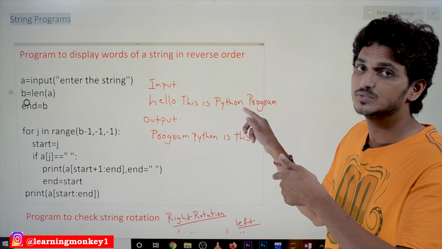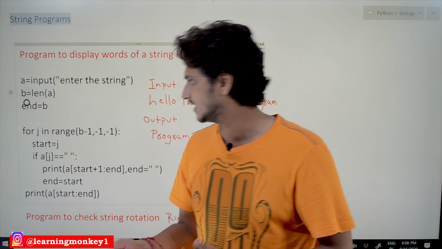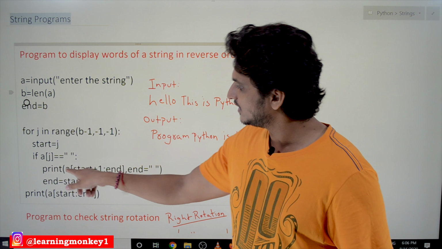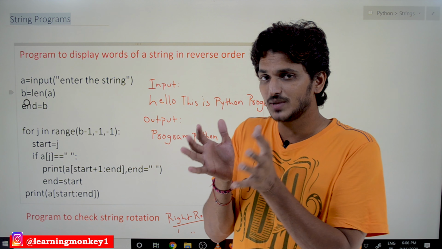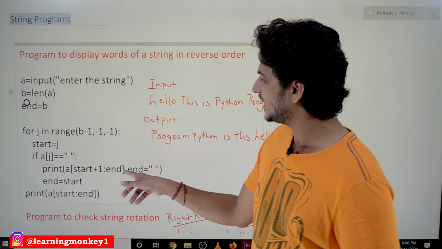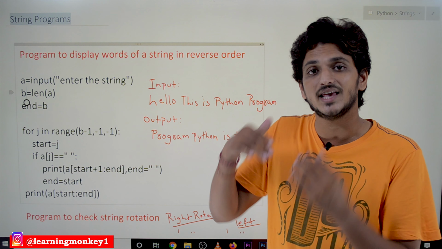We have to display from start plus 1 to end position. That is the logic we are using here. So if a of j is equal to empty space, print a of start plus 1 to end position. Means we are displaying a part, a slice of the string, slicing from start plus 1 to end. This end is equal to empty space. We have to stay in the same line.